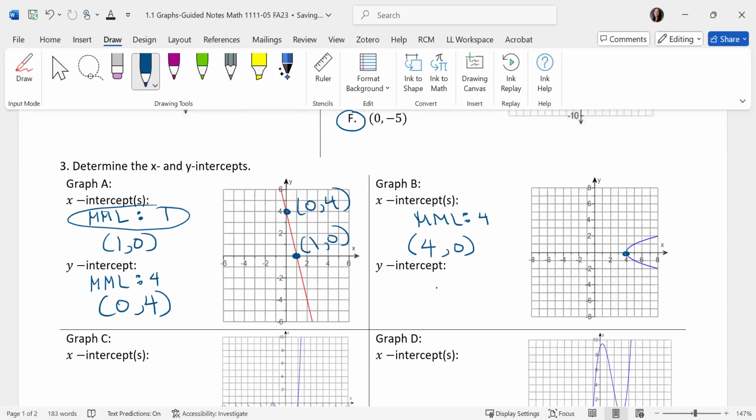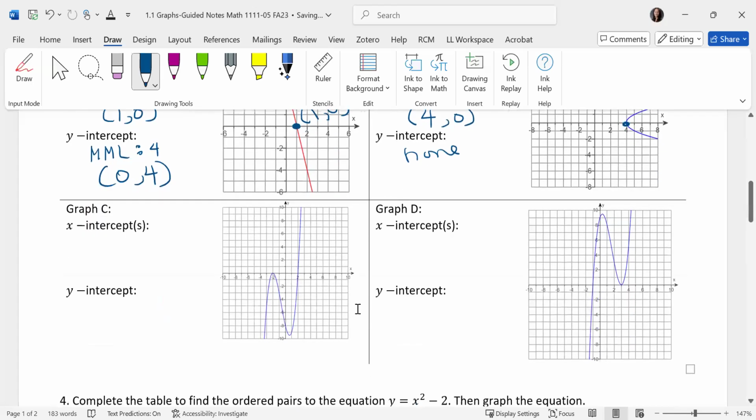It doesn't even touch the y-axis. So there are none. There is no point at which the graph crosses the y-axis. Okay, going down to group C. This is a third degree polynomial, a cubic function, where the highest exponent is a third power, and we'll learn about those types of graphs later on in the semester.